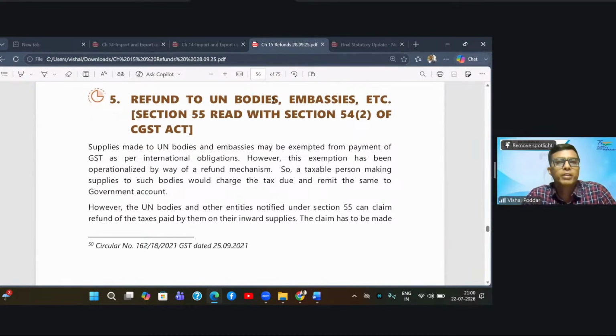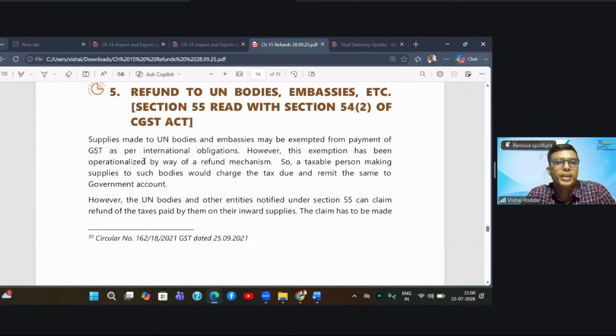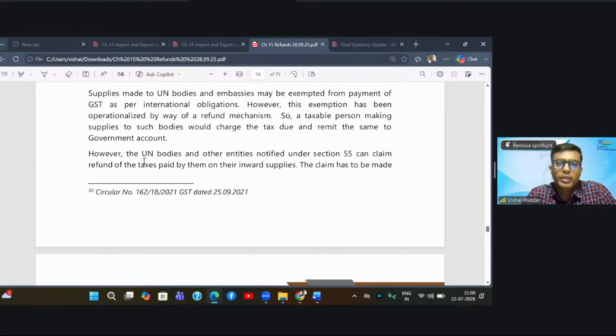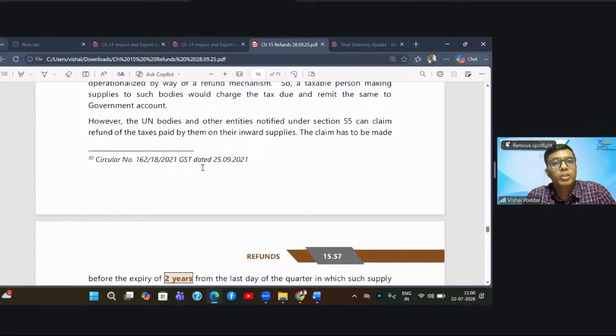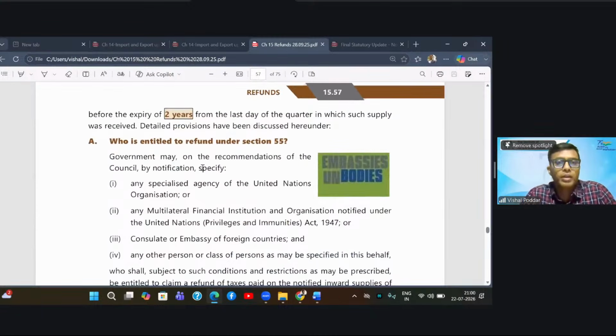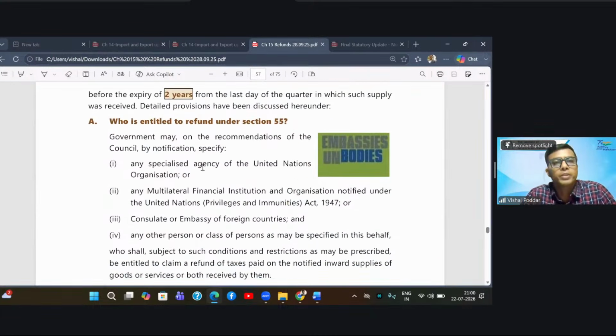Next is the special refund given to United Nations bodies or embassies. So students, you would be knowing that these bodies, when they register, they are given UIN, a special unique identity number, and not the GSTIN. And as per section 55, they can claim refund of taxes, whatever they have paid on all their inward supplies. So since they are United Nations bodies, they are given this special privilege.